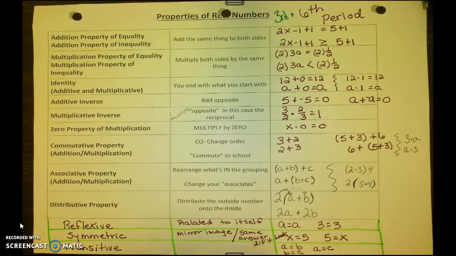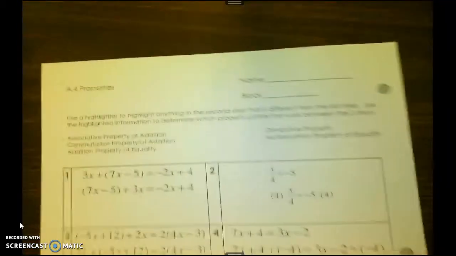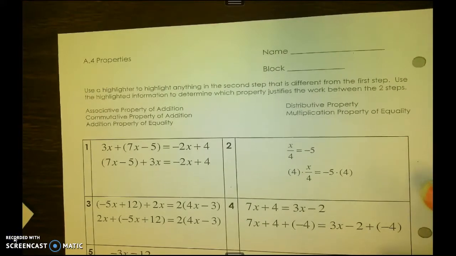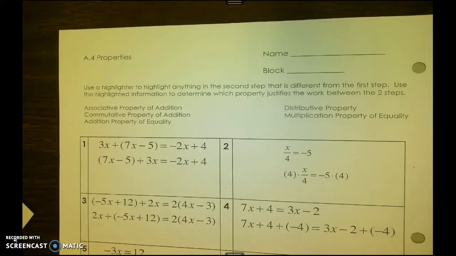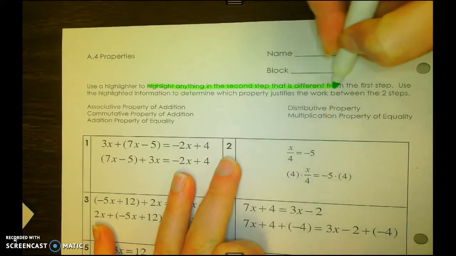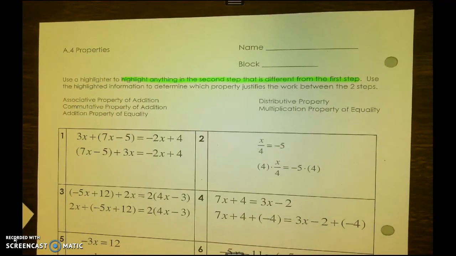But I want you guys to take a look at the back. We're going to look at the back of this today, and this is what your assignment is going to be this morning. So we need to look at the directions first. The directions say use a highlighter to highlight anything in the second step that is different from the first step. Then use the highlighted information to determine which property justifies the work between the two steps.